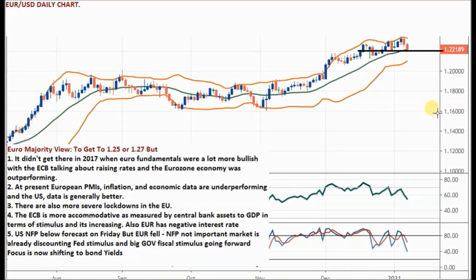Clear of that round number, so say 121.70, then we think the euro could be off to the downside. Just draw a trajectory there. That is obviously the key resistance level. We could chop around in this range here, but we're looking for a breakdown.